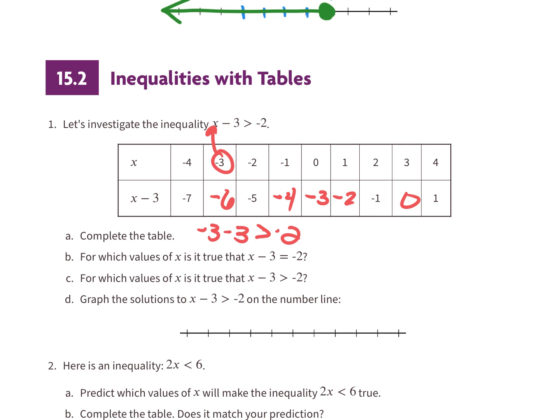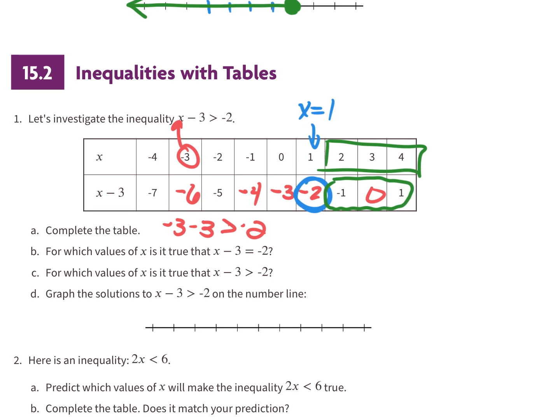For which values of x is it true that x minus 3 is equal to negative 2? Well, it's equal to negative 2 right here. So when x equals 1, the value is negative 2. For which values is it true that x minus 3 is greater than negative 2? The numbers that are greater than negative 2 are over here. So it's all of these numbers.